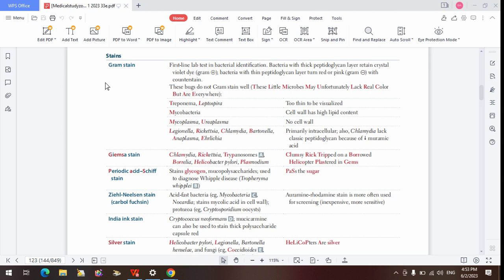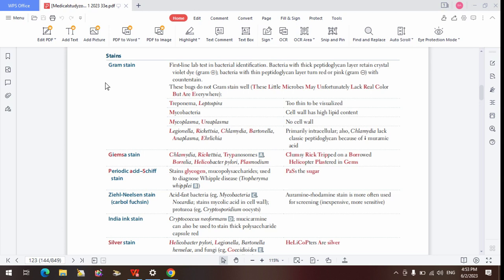So subsequently, after adding your decolorizer, if you now add a counterstain like safranin, because it has taken up the crystal violet and is not washed out by the decolorizer, it will not take up your safranin. So it will still remain the color of the crystal violet for gram positive, and that is a purple color.